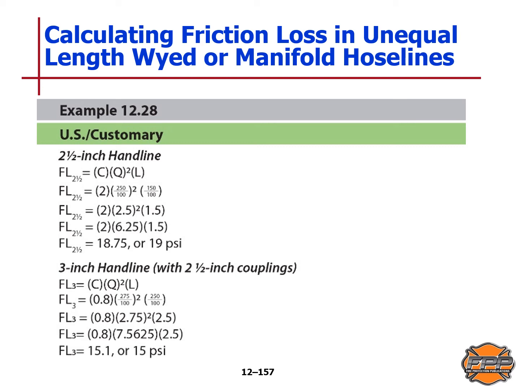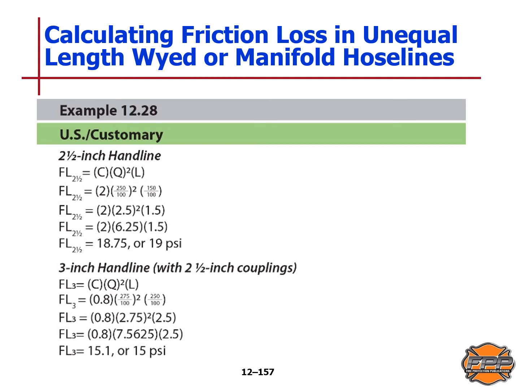Now let's look at a 3-inch hand line with a 2.5 inch coupling. We have friction loss for the 3-inch hand line, which is C Q squared L, same formula. So we plug in the numbers. Friction loss 3 is 0.8, that's our coefficient, times 275 divided by 100, which is our hose length, squared, times 250 over 100, which is our other hose line, divided by 100 squared.